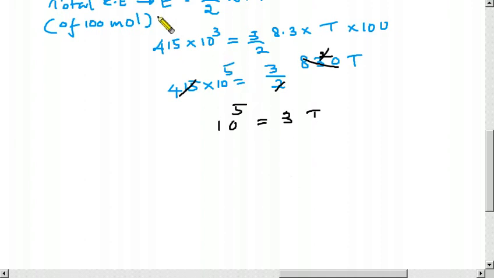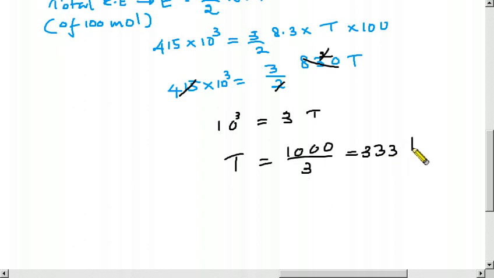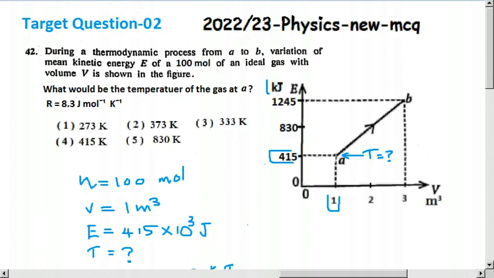No, not 10 power 5 here. Here it should be 10 power 3. Then the absolute temperature is 1000 divided by 3, that is 333 Kelvin. So the answer is this one, the third one.